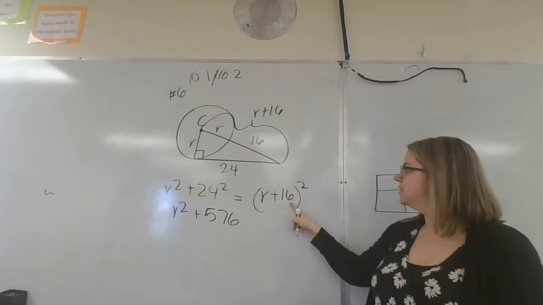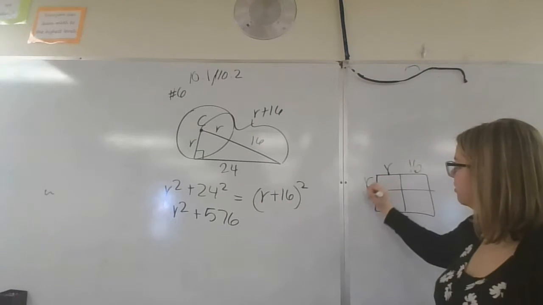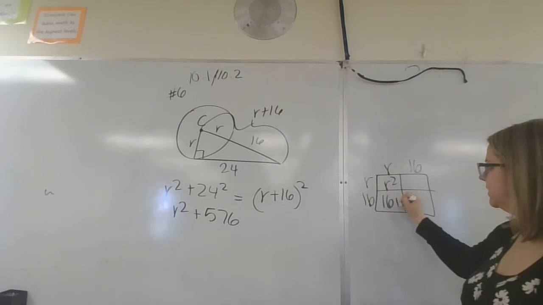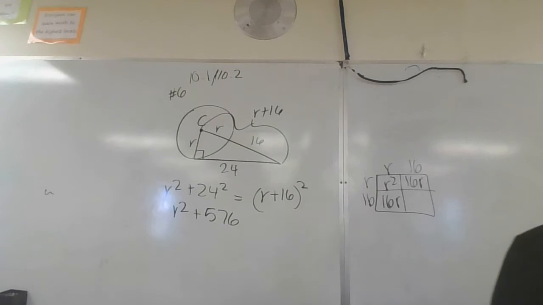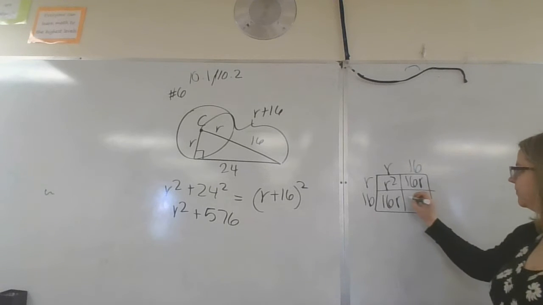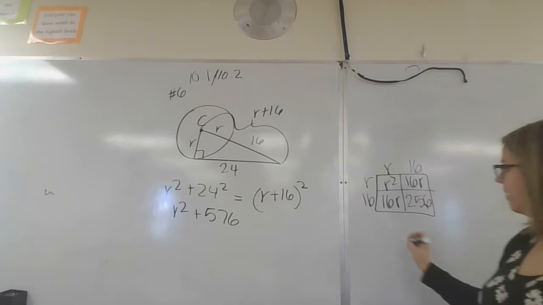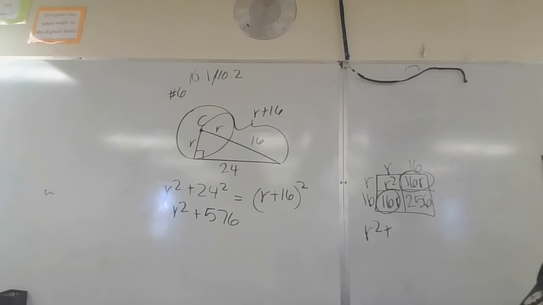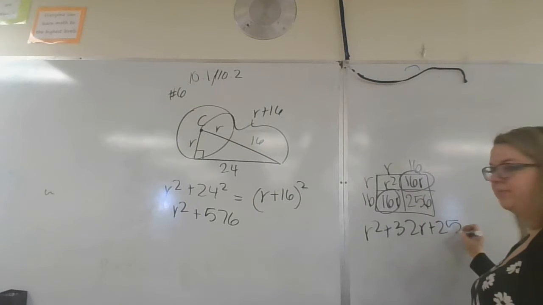Now, R plus 16 squared means I have two of these. So I have R plus 16 and R plus 16. R times R is R squared. R times 16 is 16R. R times 16 is 16R. 16 times 16 is, I have no idea, 256. Okay, now if I'm to write this out, I'm going to get R squared plus, I combine these two together, so that's 32R plus 256.